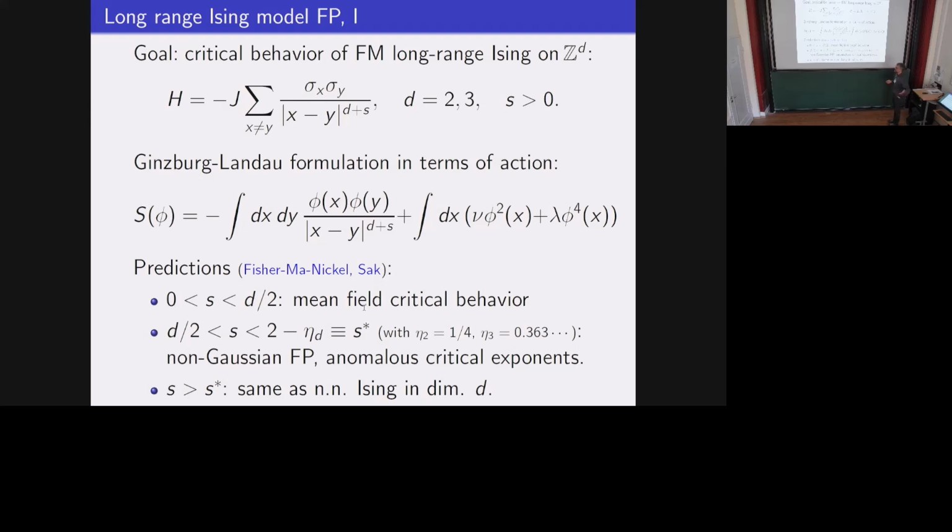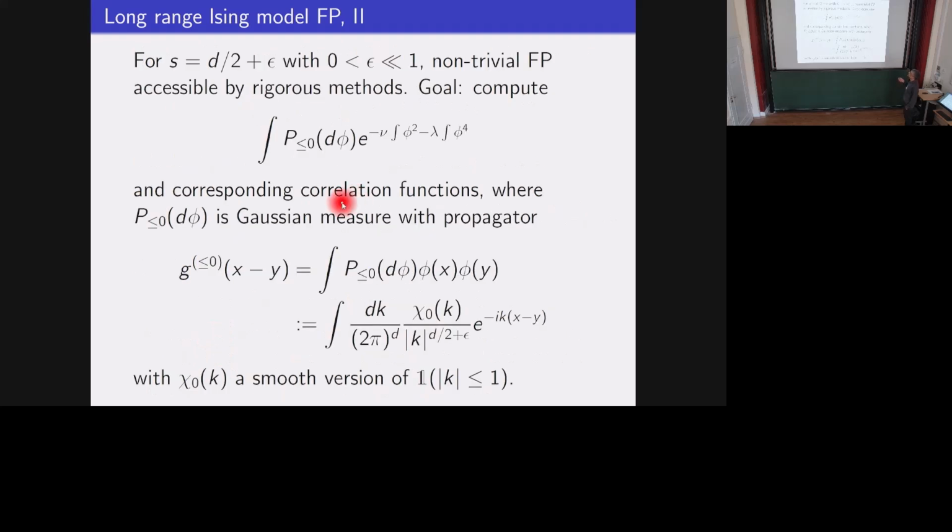As I just mentioned, this complete picture is far from being proven, but there are some rigorous results. So if you take S slightly larger than d over 2, you are in a suitable sense in a perturbative regime such that the non-trivial fixed point is accessible by rigorous methods. So what you can ask, for instance, is to construct partition function and correlation function of a perturbed Gaussian theory, in which the reference Gaussian theory is a measure in which the two-point function is this regularized version of the propagator that I implicitly introduced in the previous slide.